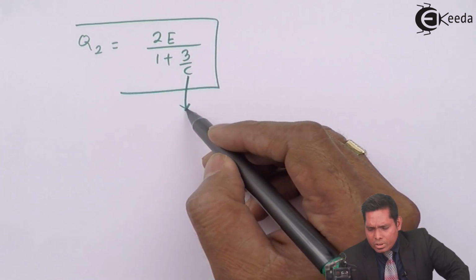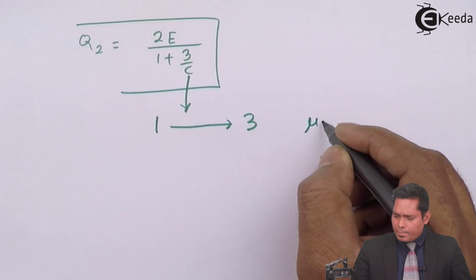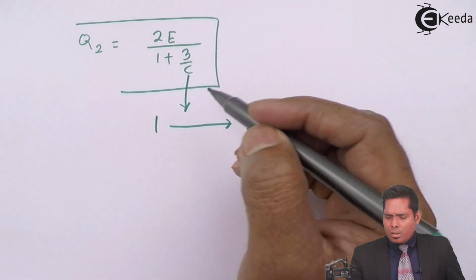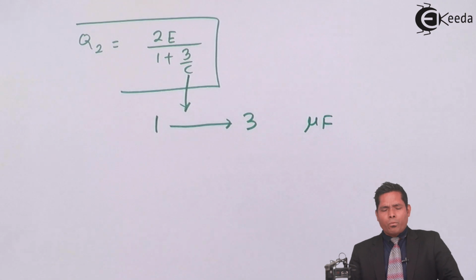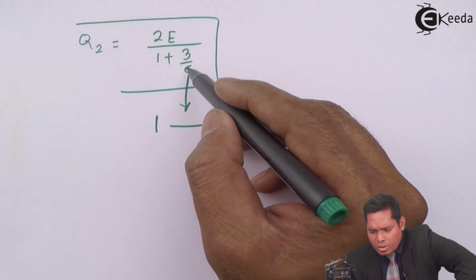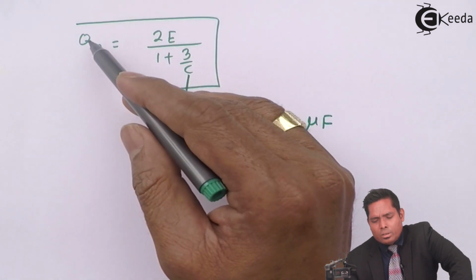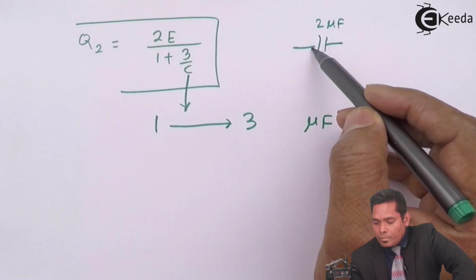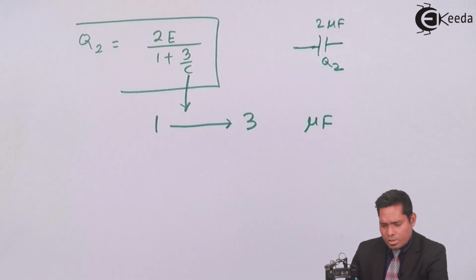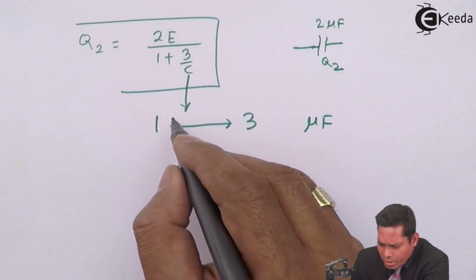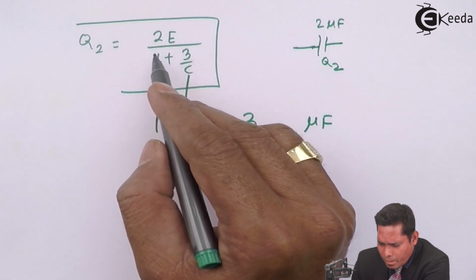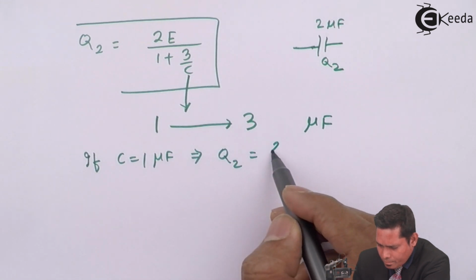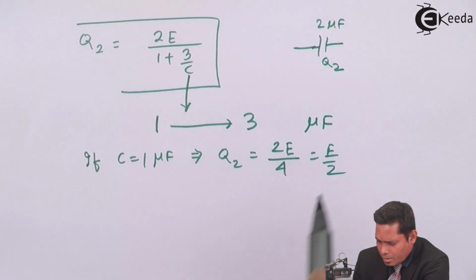But depending on the C, because the C varies from 1 to 3 microfarad, if I go for the concavity test, as I gradually change the capacitance from 1 to 3 microfarad, the charge on this second 2 microfarad capacitor will change. Whether it increases or decreases, that we'll see. Now you see that if I put the value of C as 1, I get 2E by 4.